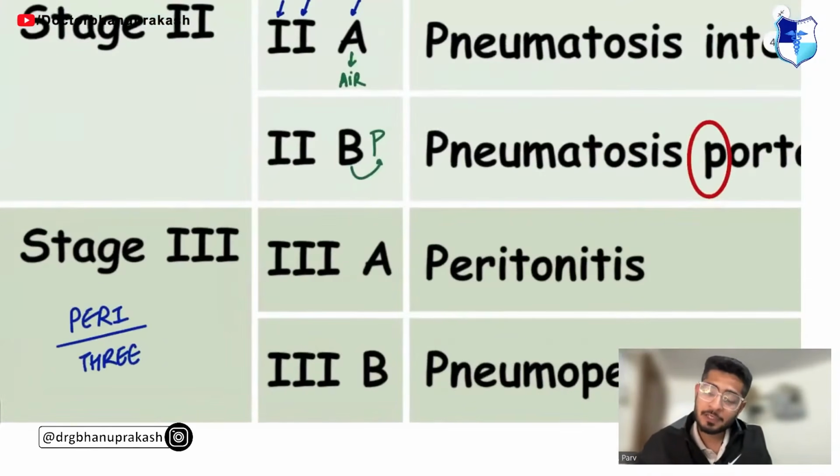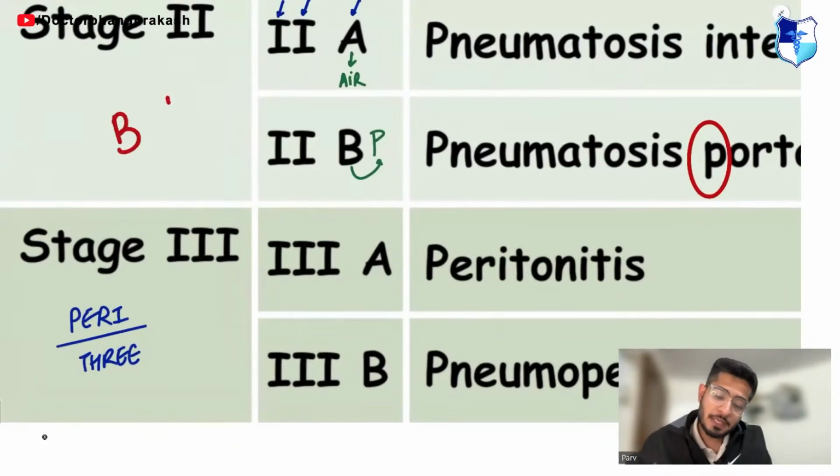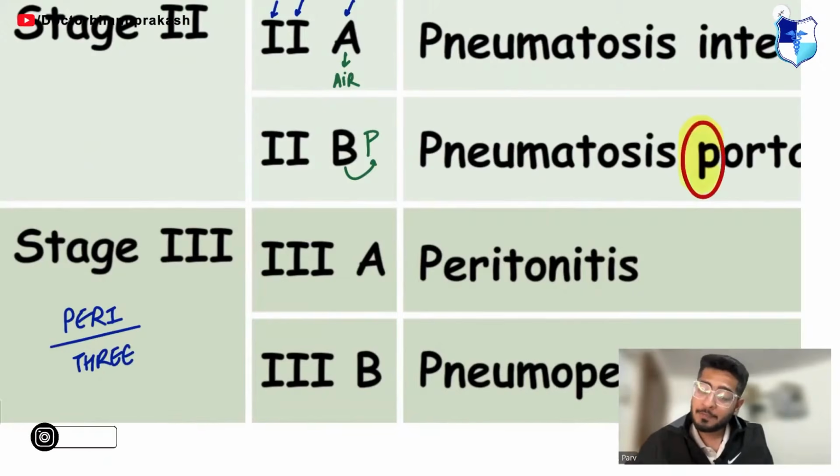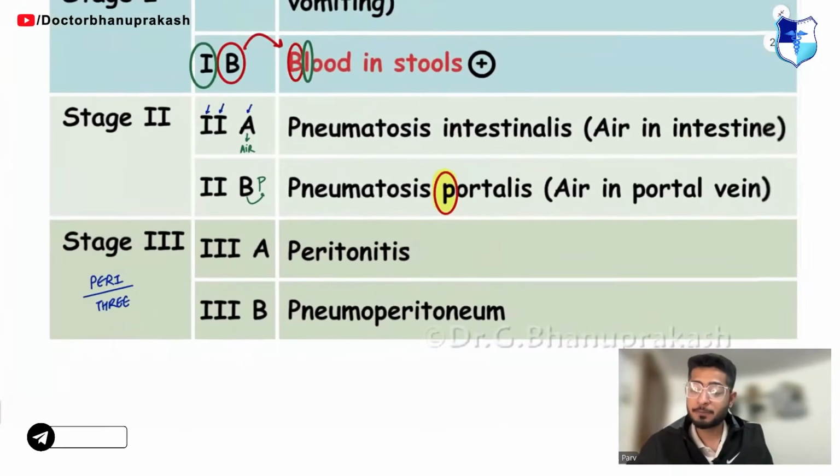So can you understand, children? Look, B and P look very similar. B and P looks very similar. So stage 2B is going to have P. That means P for portalis, pneumatosis portalis.